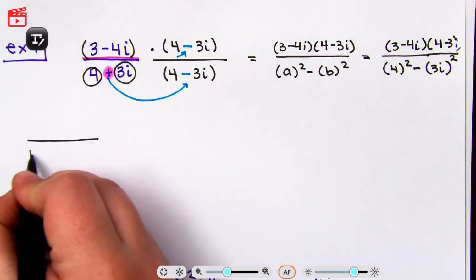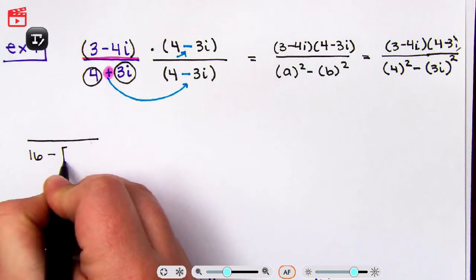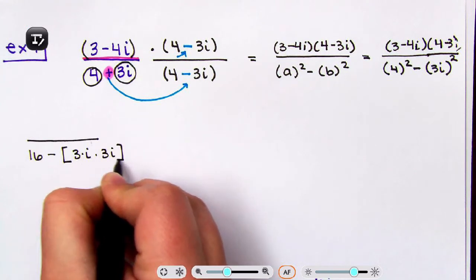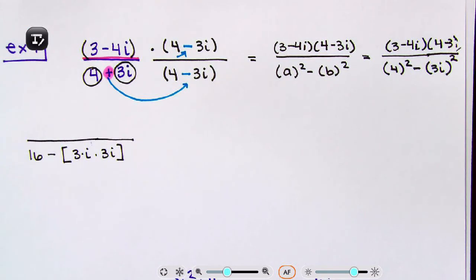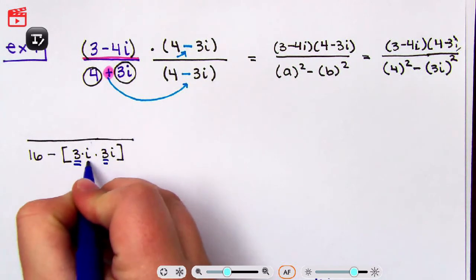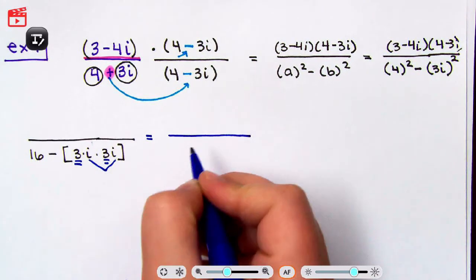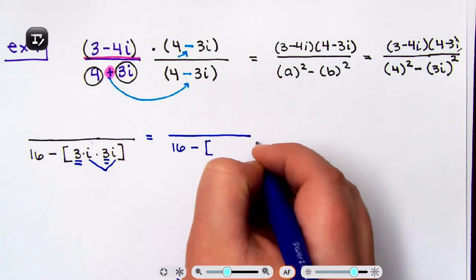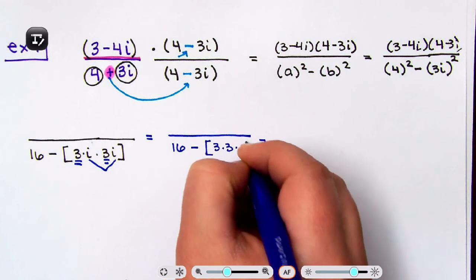4 squared is 16 minus, now this 3i squared means, I'm going to put this in brackets so it's separated, 3 times i times 3 times i. That means you have 3 times i twice. And just like we saw in example 5, anytime you are multiplying, you multiply the numbers together and you multiply the i's together. So in the denominator, the one on the bottom, I'm going to keep it in brackets again just to separate it, you have 3 times 3 and you have i times i.